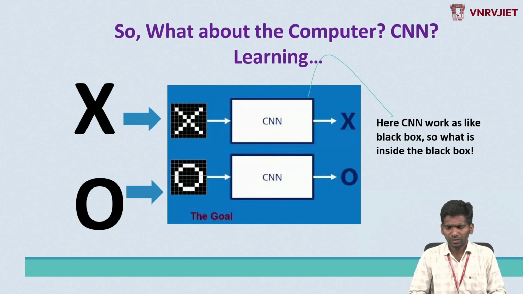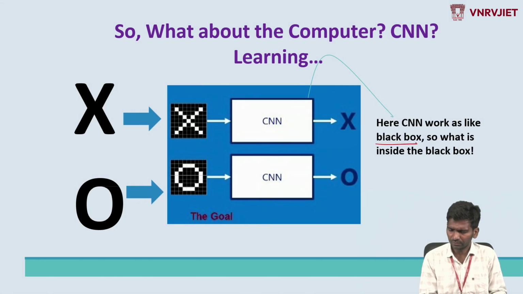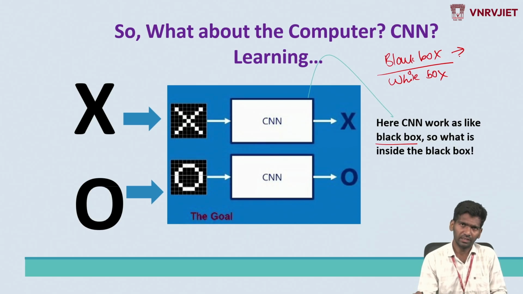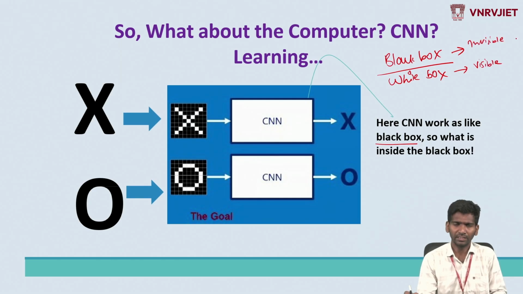So what about the computer and CNN learning? How does this happen? It is like a black box. So what is a black box and a white box? What do these terminologies mean in deep learning? A black box is one where things happen internally and we can't see how it is happening, the internal procedure and all. A white box is one that is visible to humans.